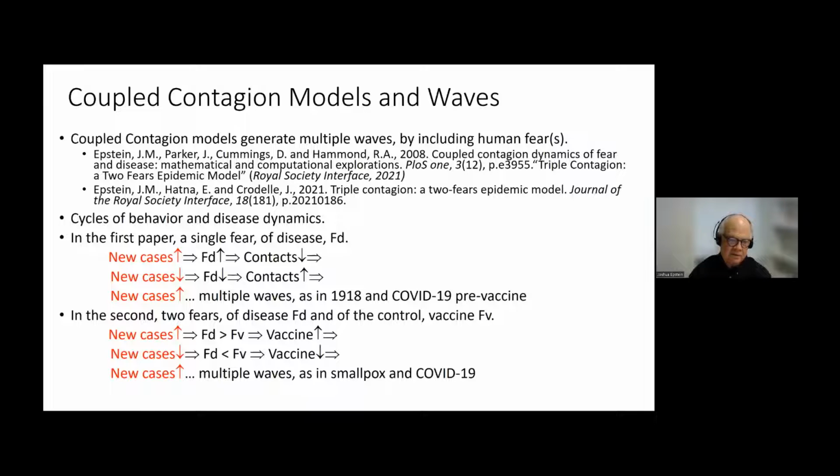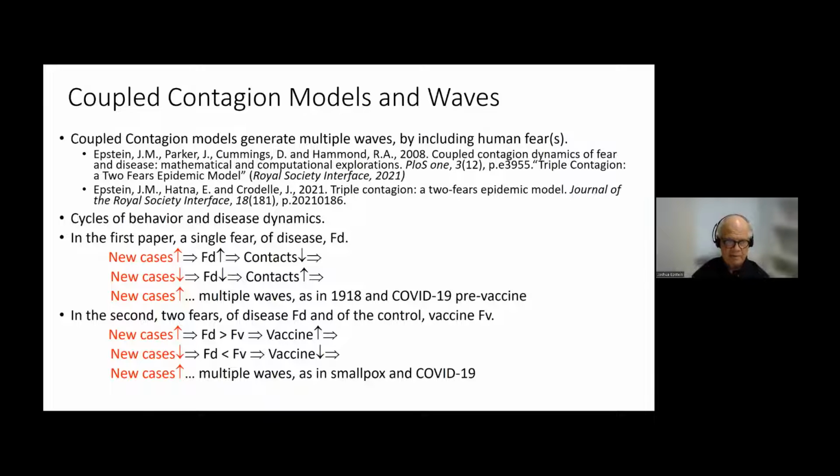Now in the first paper, there's just a single fear of disease and call that FD. Then the idea is if there are new cases, it makes people afraid. And when they're afraid, they reduce their contacts. But when they reduce their contacts, they suppress the rate of growth of the epidemic. So new cases fall, but this makes them less afraid. And they now come out of hiding and go back into contact. But this pours fuel on the fire in the form of susceptibles and produces new waves of disease. And this is truly what happened in 1918 and in COVID-19 before the vaccine. And I'll come back to this.